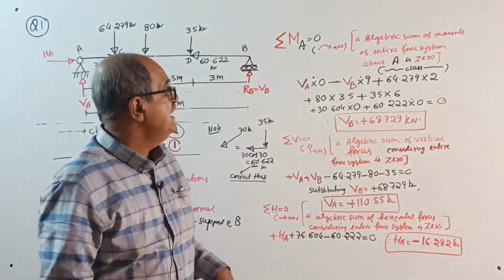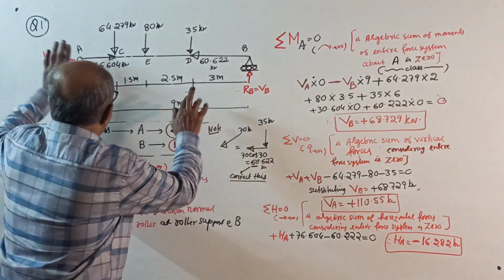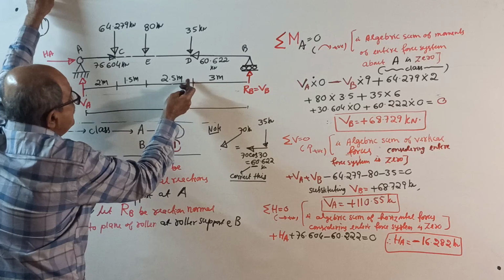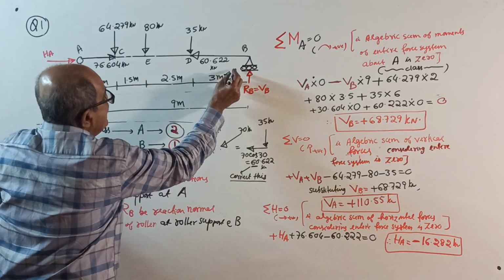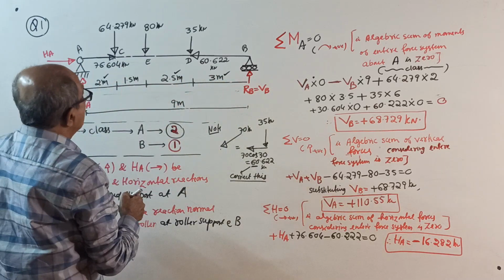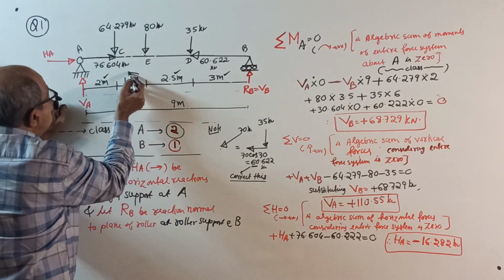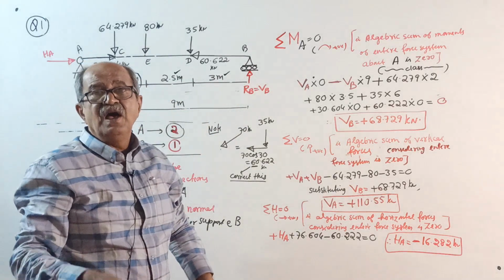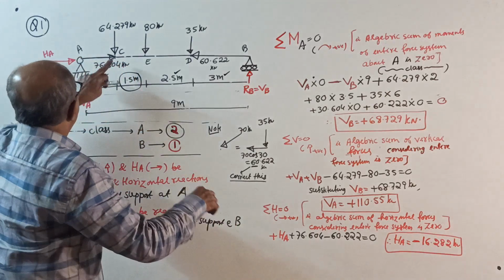I made a neat entry. See, a very neat sketch is written. The length of the beam is 9 meter. This is 3, this is 2.5, this is 2. These 3 meter, 2.5 meter and 2 meter are given. From 9 subtract these 3, you will get 1.5 meter. It is a calculated value. In my class, when I round off something, it means calculated value.